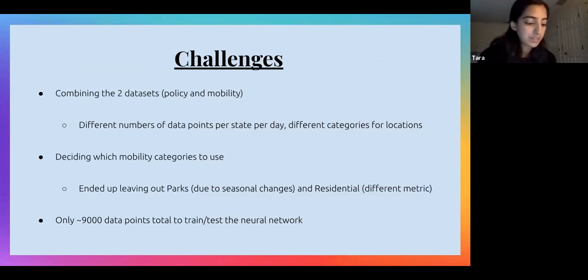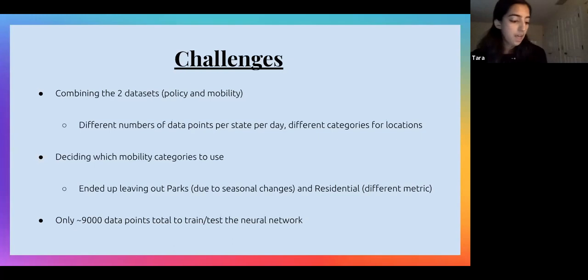Also, when doing the clustering and the neural network, the mobility data wasn't showing clear trends. So I had to go through the data to find out where there were some lurking variables. And eventually I realized I would have to take out the mobility data for parks, because the baseline was measured in January. But as the months got warmer, the increase in people at parks was not only due to coronavirus policies, but also to seasonal changes. And also the residential mobility data was measured in a different metric than the others, which led to complications when I was computing the average mobility. So I ended up having to take that out of my neural network as well.